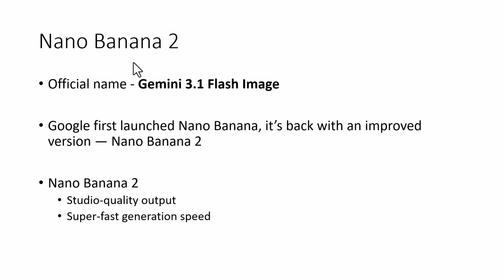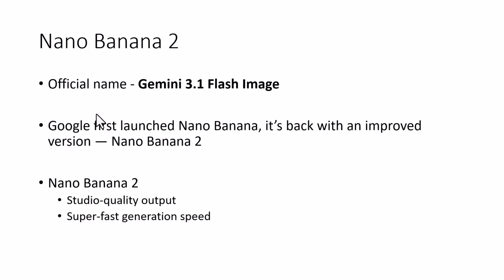Nano Banana 2. So Google did it again. The image model that shocked the AI world just got upgraded. Yes, Google has released the next version, Nano Banana 2. Its official name is Gemini 3.1 Flash Image. So let's break it down in simple terms.